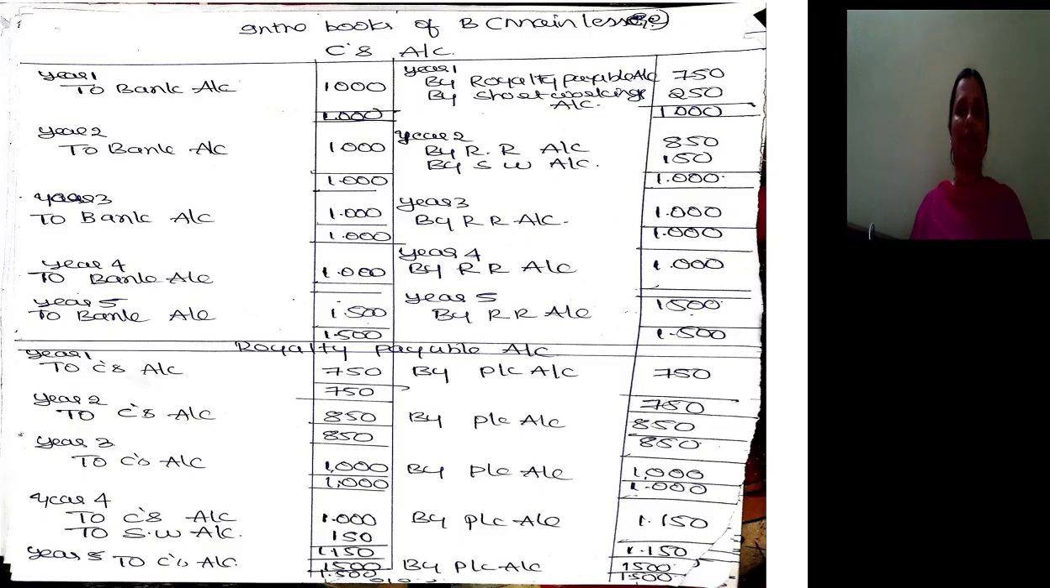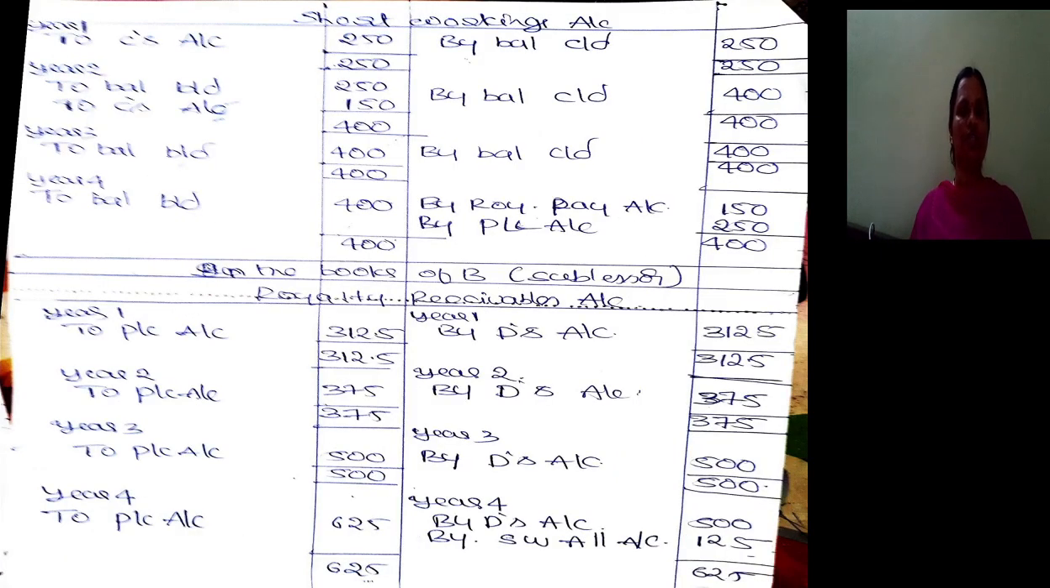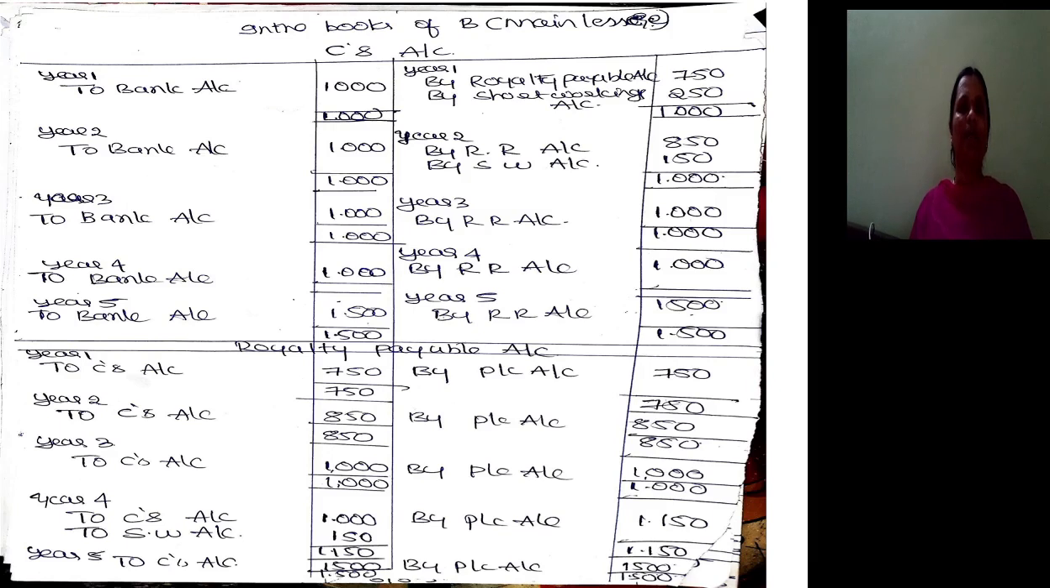So let me go for preparing accounts in the books of B. As a main lessee, we are supposed to prepare the lessor account, royalty payable account and short working account. The first 2 years' entries will be similar. First we have to pass the due entry: Royalty payable account debit, short working account debit, to lessor account 750, 250. In royalty payable, to lessor account 750. In short working, to lessor account 250. And B has to pay to C at the end of the first year. So C's account debit to bank account 1000, so that the first year C's account gets closed.